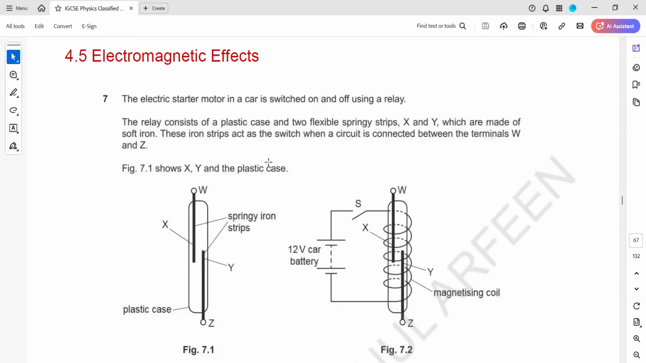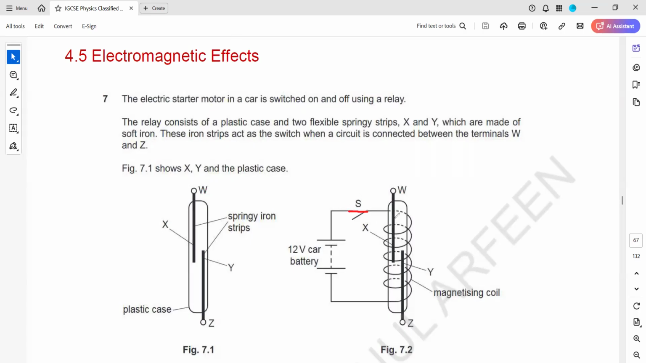This question is related to electromagnetic effects. An electric starter motor in a car is switched on and off using a relay. A relay is an electromagnetic switch. When the current passes, it produces a magnetic field. Relay is an application of magnetism. It's not specifically a detailed topic, but it's an application, so they can ask about relay.